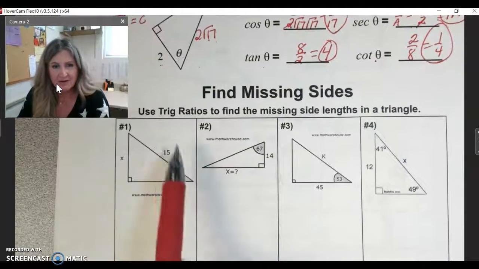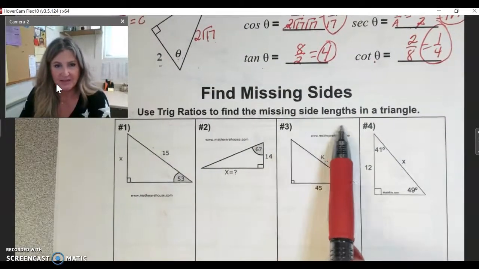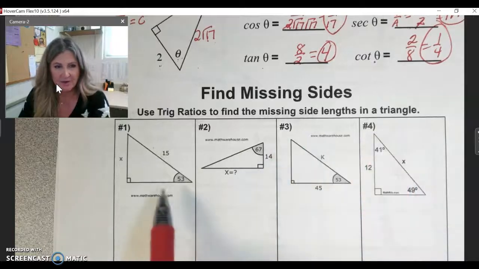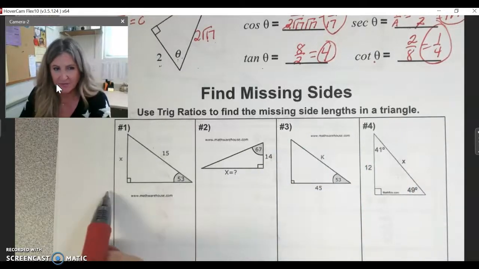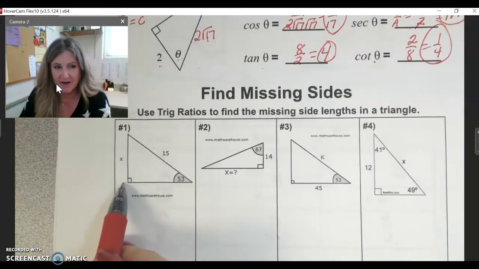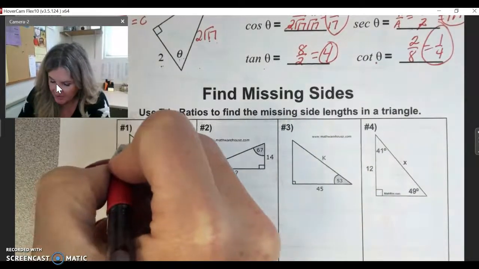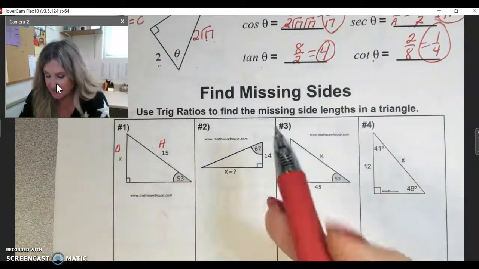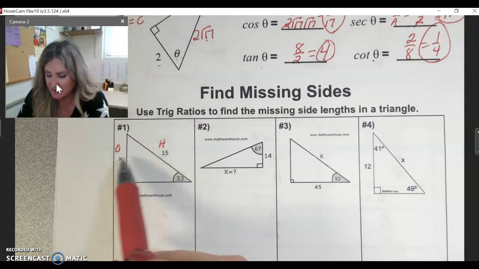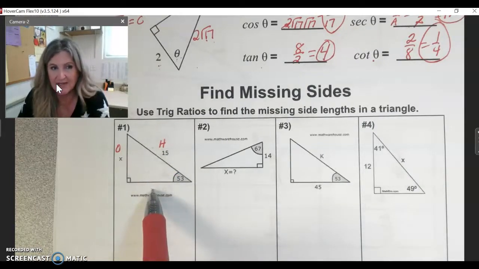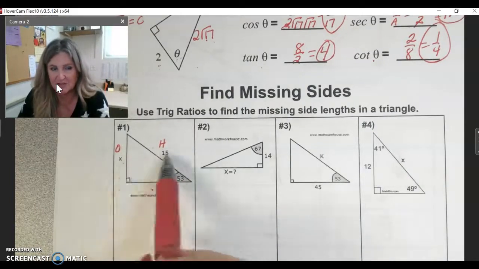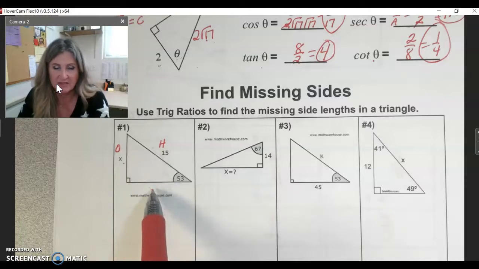All right, so now we're going to look at how we can use trig to find the missing side lengths in a triangle. So we have our angle, we have our right angle. So across from this is going to be our hypotenuse. This is going to be our opposite. This would be our adjacent. So the two sides that we're using here, we don't know this side, and we can't find it because we don't know these two sides. So we're not even going to work with this side.